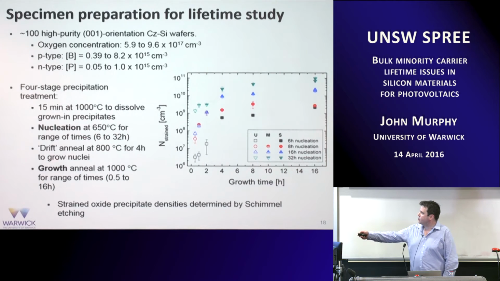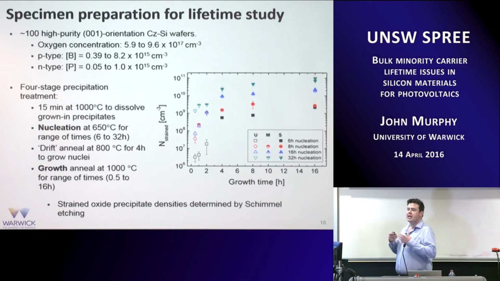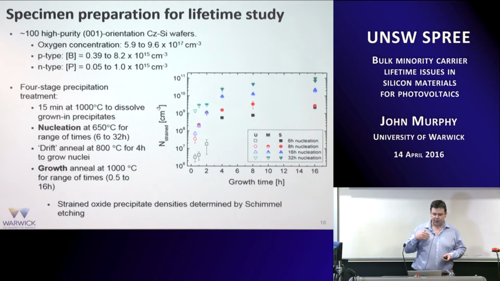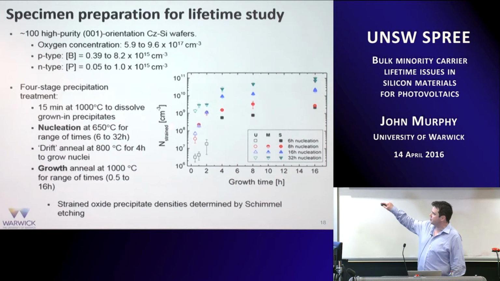And then we do quite a complicated thermal process to grow the nuclei gently, and then we do a big growth process at high temperature for different times. So we can vary the nucleation time, so we can vary the density of precipitates, and we can vary the growth time, so we can vary the size of the precipitates. What we ended up with in this particular study is a huge set of samples with 5 orders of magnitude variation in the strain precipitate density from etching, by varying the growth time from 0 to 16 hours.